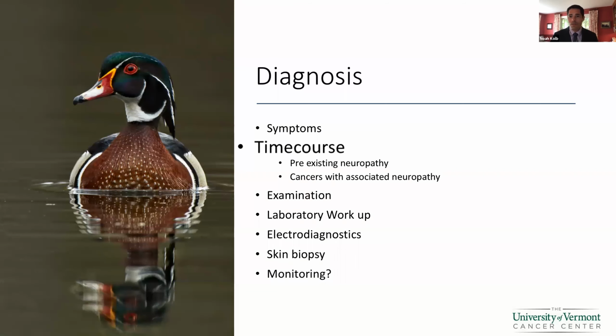So the next thing in terms of making the diagnosis is understanding the time course. And there are things that can make this a little more confusing, like if somebody has a pre-existing neuropathy, say from diabetes, or if they are developing neuropathy from their cancer, which can happen. But let's talk at first about sort of the generalities.